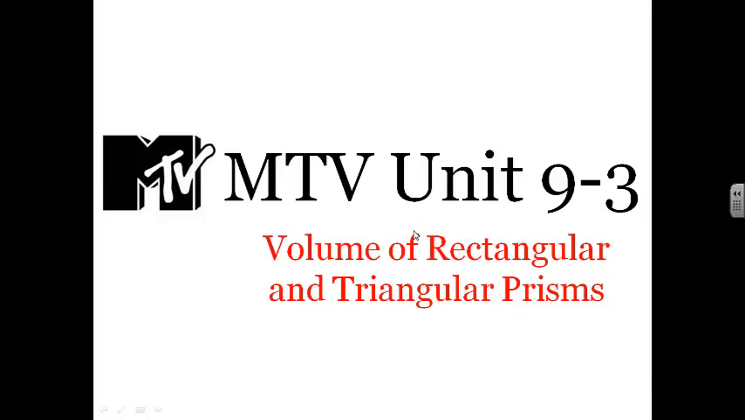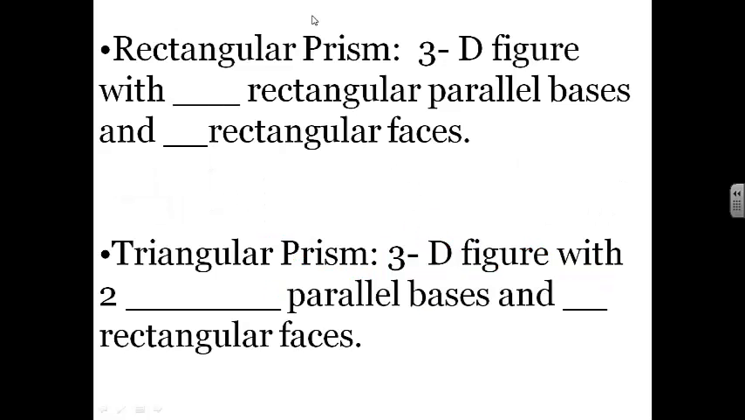We're going to be doing volumes of rectangular prisms and triangular prisms. We're going to be finding volume. Alright, so we know from what we've learned in the past, a rectangular prism is a 3D figure with two rectangular parallel bases and two rectangular faces. Now we know a triangular prism is a 3D figure with two triangular parallel bases and three rectangular faces because it's a prism.